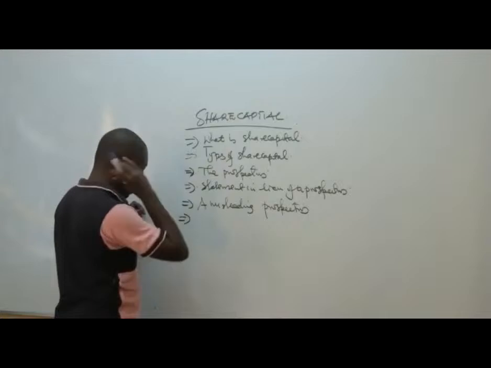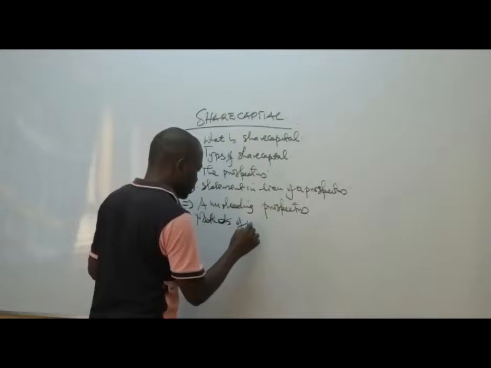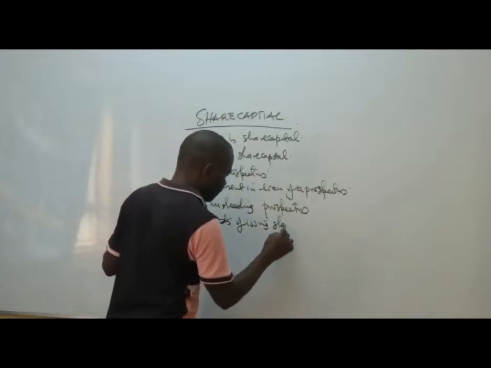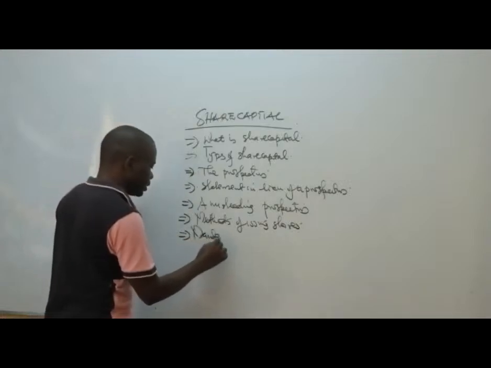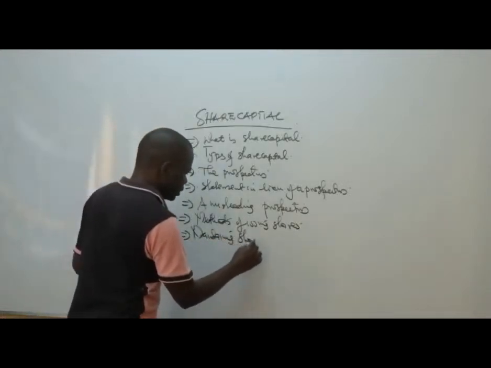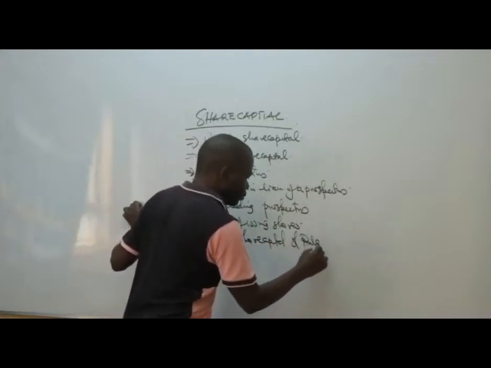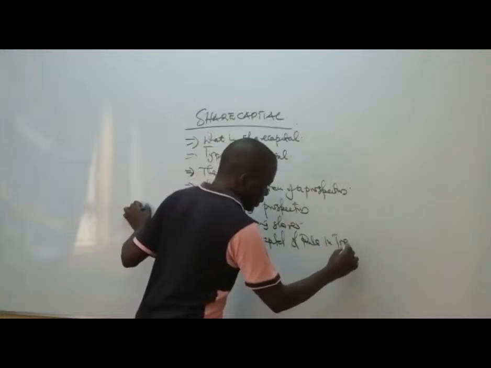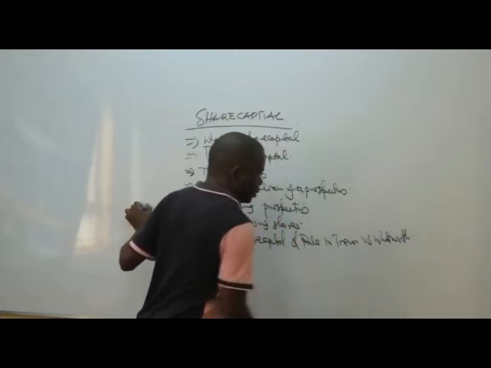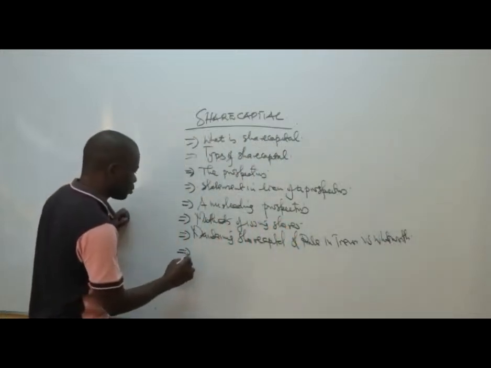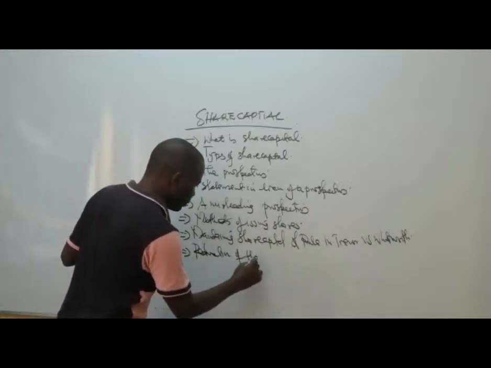So we need to also know something about methods of issuing shares. Then there's something about maintaining the share capital, and the rule in Trevor versus Whitworth. Then there's something about reduction of the share capital.